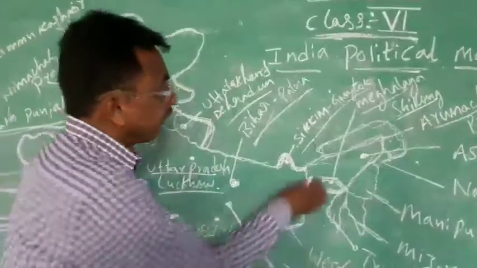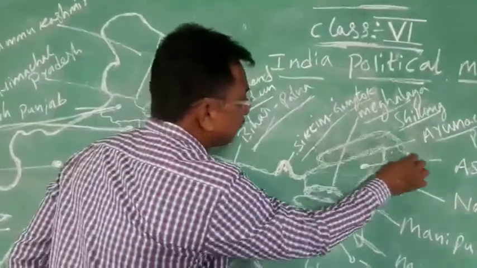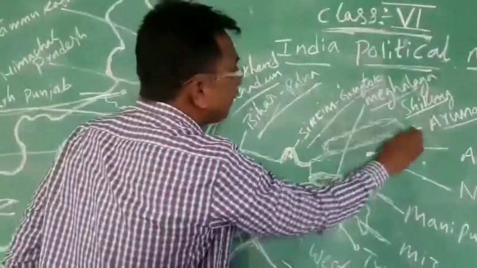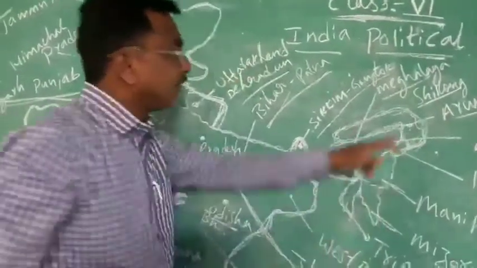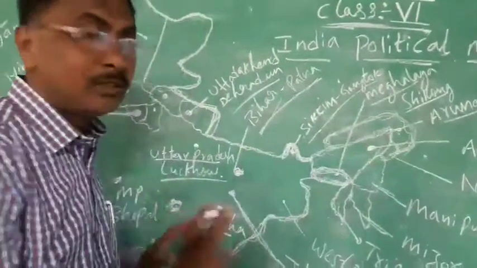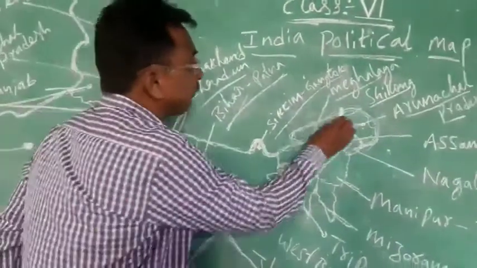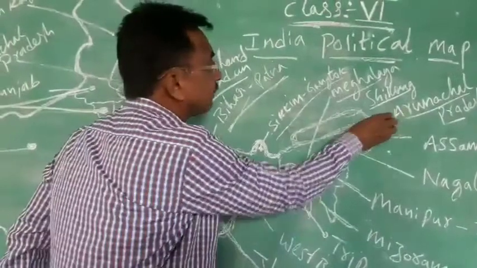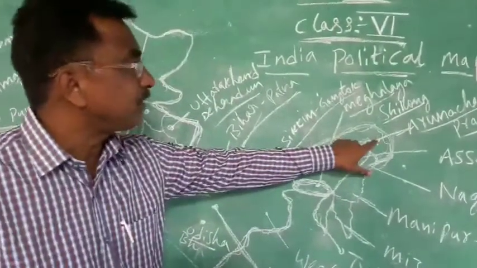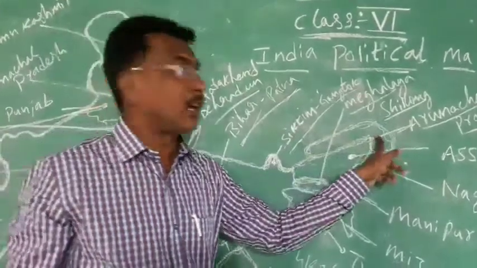And next one you see here, this part. This part in the India map, outside this one, is the last one on the India map. I'll show you the map also afterwards. And you see here this part is called Arunachal Pradesh. Last one, Arunachal Pradesh, and Itanagar is the capital.